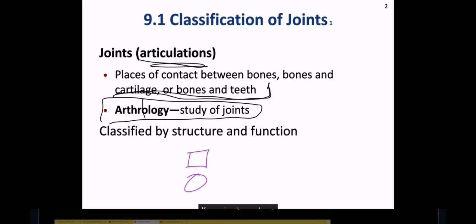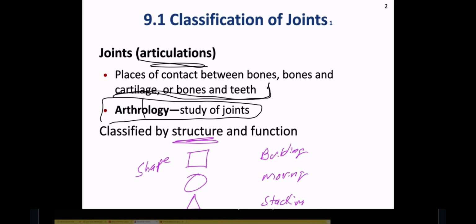If we simply say, here are three things, and we can now categorize them as structure, right? But under function, like this one would be for building, the round one could be maybe for moving, and this other one could be for stacking things together, right? So that's the idea. Anytime we classify something by structure, we're kind of going with shape. And function relates more to what it does.